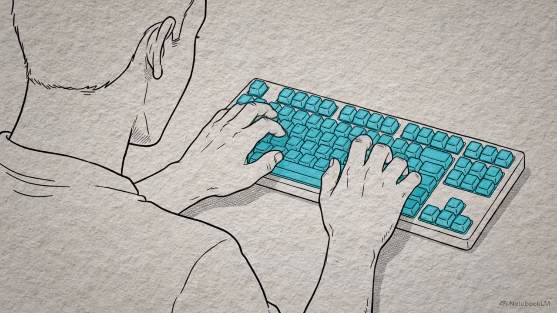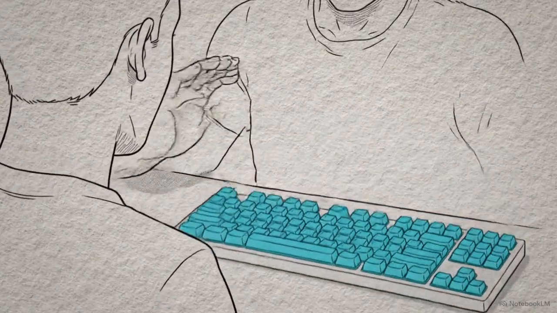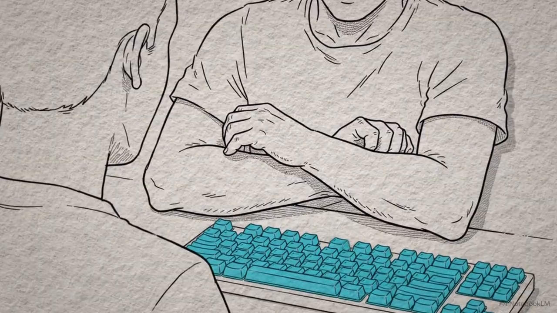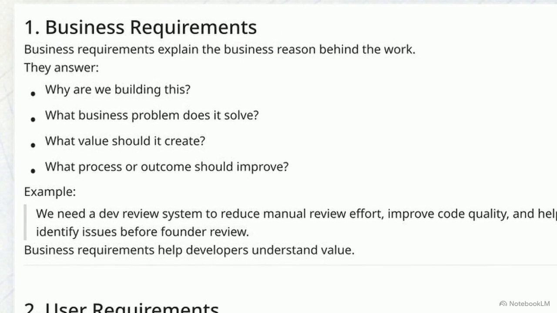To prevent generating fast, incorrect code, a developer has to stop acting as a passive order taker. You have to actively interrogate the requirements first. Let's look at the business requirements section of our documentation framework. The questions here force us to explicitly define why we are building this system in the first place.